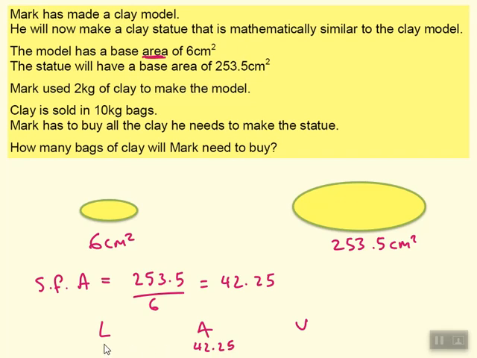So we need to square root to work out the length one. So square root of that is 6.5. So that's what all the lengths were measured by. Now, this is where it gets a bit confusing. You need to think about 2 kilograms and how is it connected to the model? Well, the 2 kilograms is kind of proportional to the volume of the object.